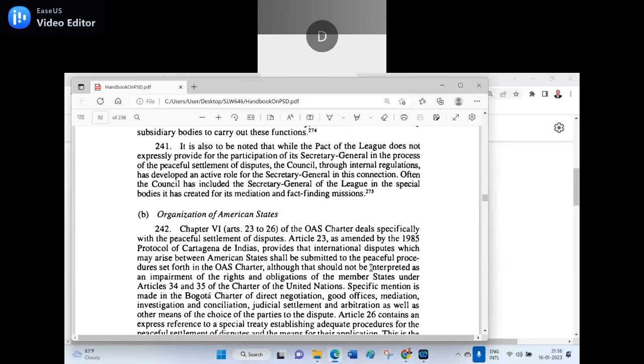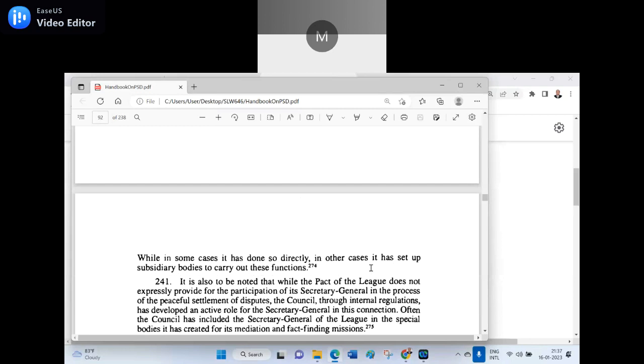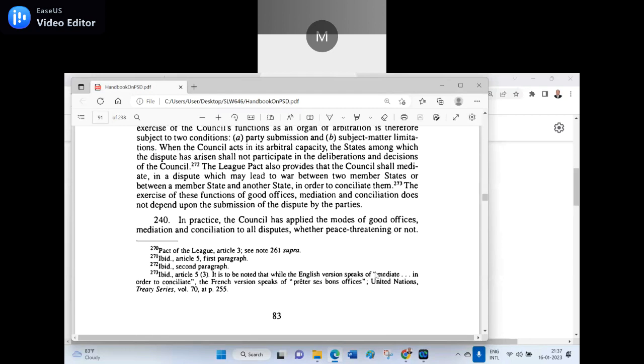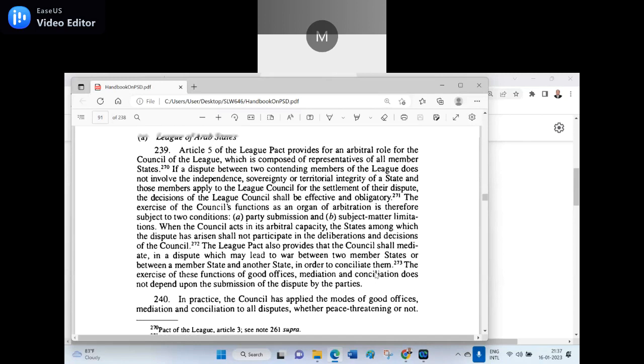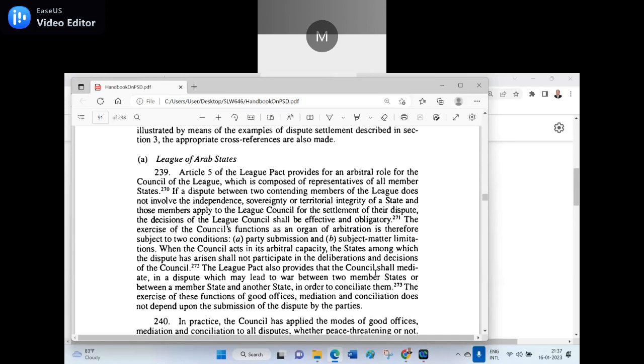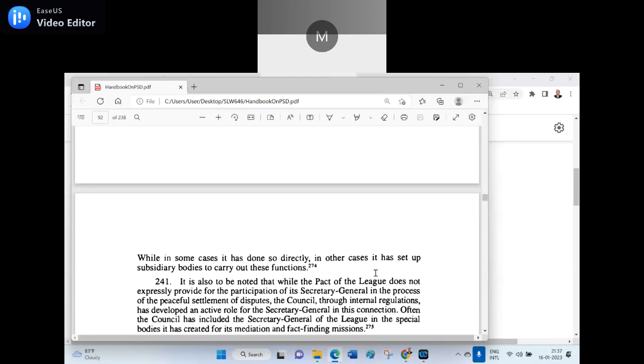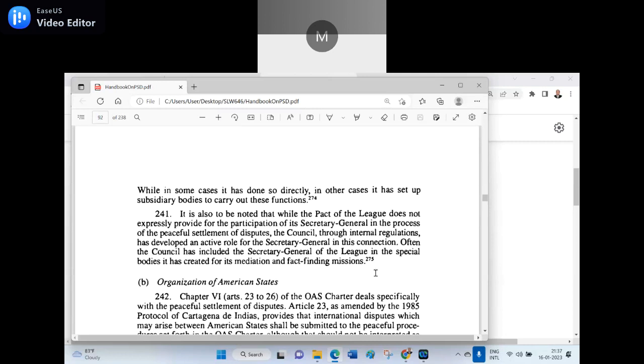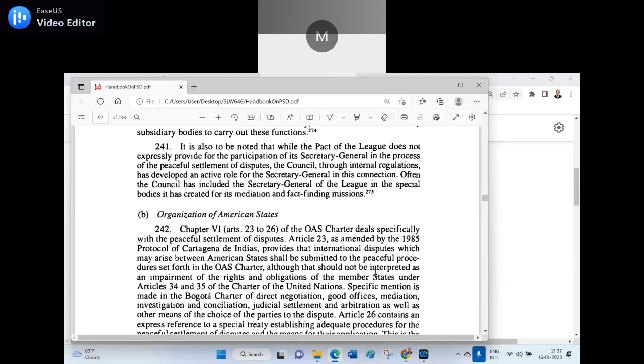Okay. Now that is for the member states only. Please note the point: only member states of the League of Arab States can go over there. Let us throw light on the Organization of the American States.